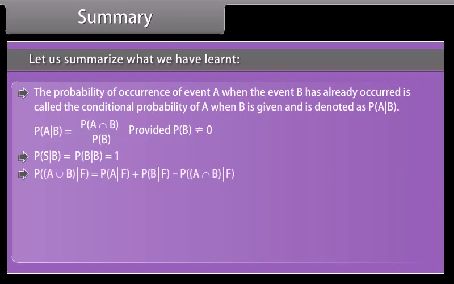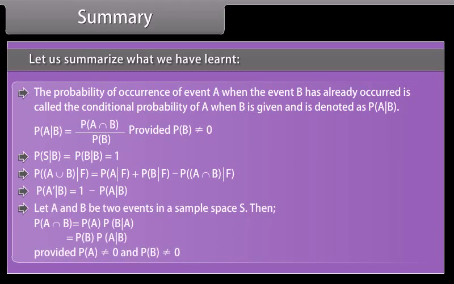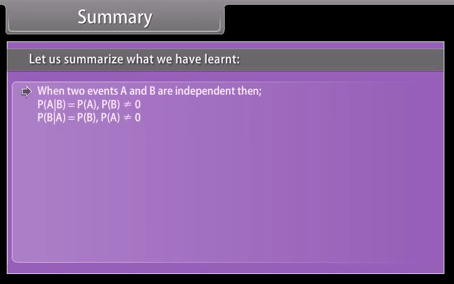P(A union B given F) equals P(A given F) plus P(B given F) minus P(A intersection B given F). P(A dash given B) is equal to 1 minus P(A given B). Let A and B be two events in a sample space S. Two events A and B are independent when P(A intersection B) equals P(A) into P(B); they are dependent if P(A intersection B) is not equal to P(A) into P(B).